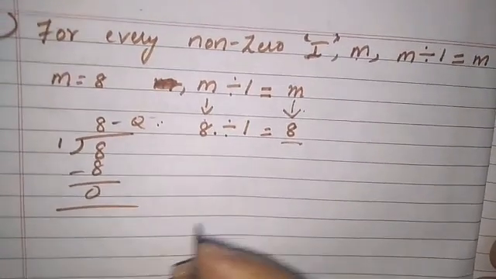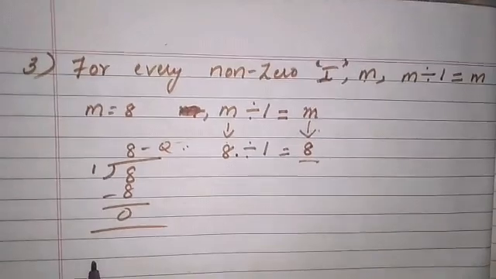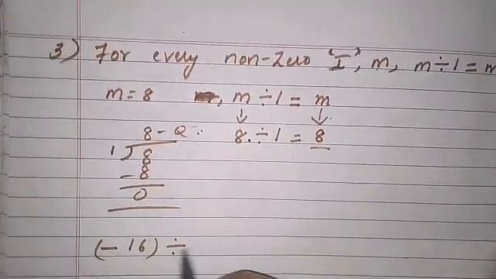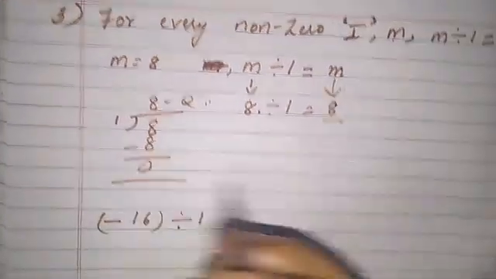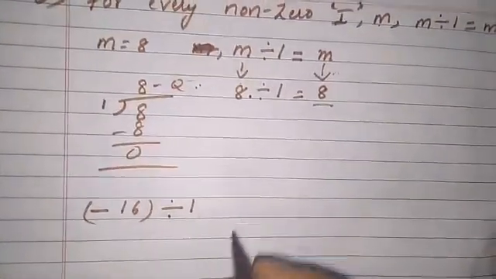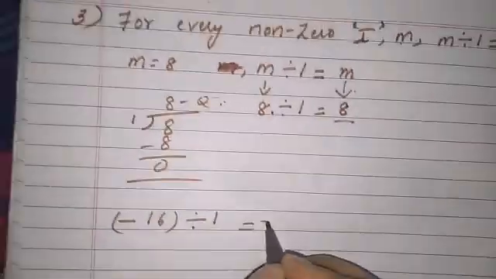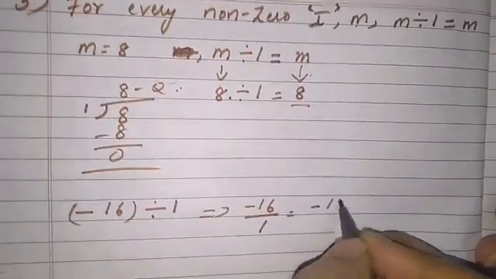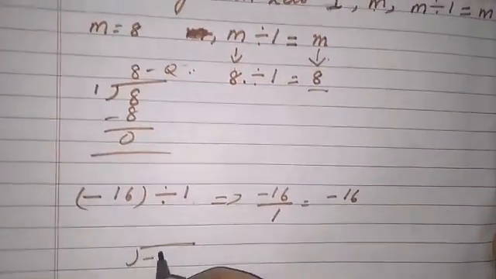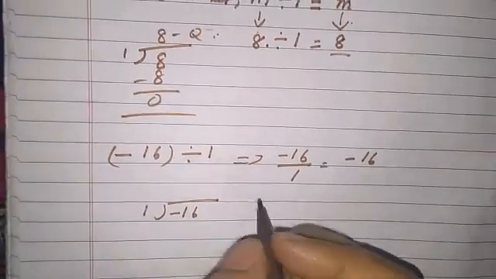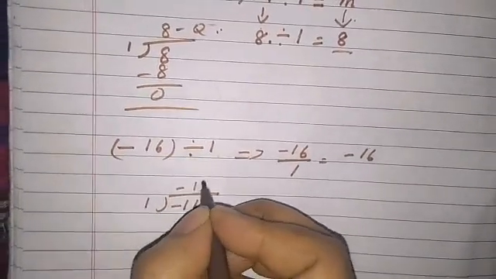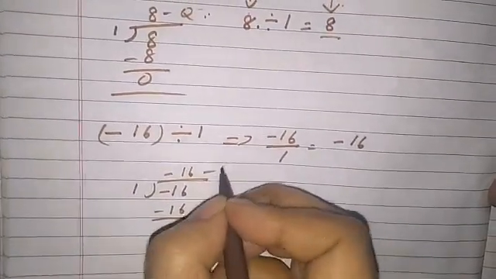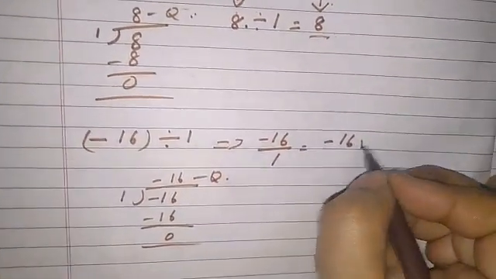Let's use another example. Let's take a negative number now. Minus 16 divided by 1. Let's see if we still get minus 16 or not. So minus 16 divided by 1 still gives me minus 16 itself. Let's check it out. 1 16s are 16. This is the quotient, and that is what we got.